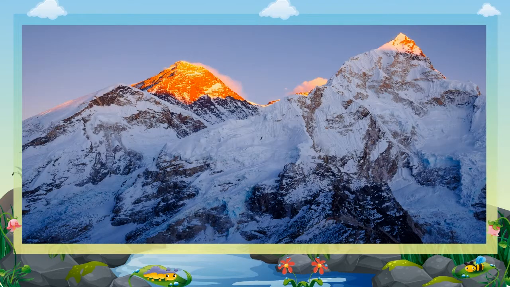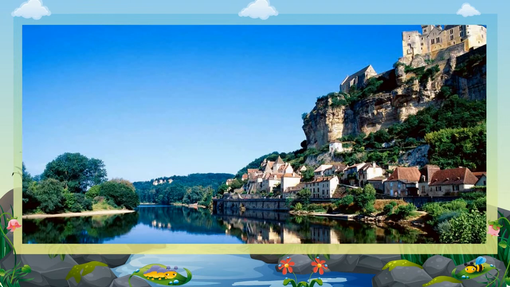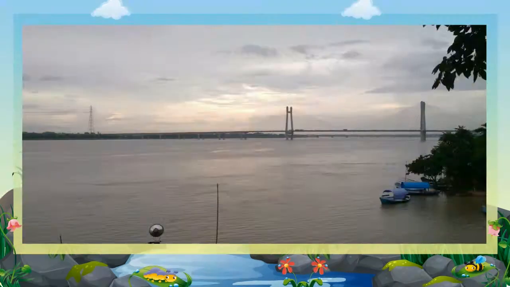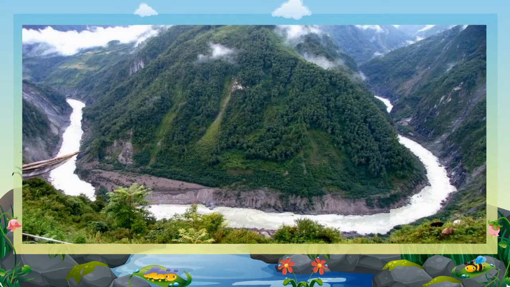The highest mountain peak in the world, Mount Everest, is also a part of the Himalayas. The snow-covered peaks of the Himalayas are the source of many rivers, namely the Ganga, the Yamuna, the Indus, the Satluj, and the Brahmaputra, etc.